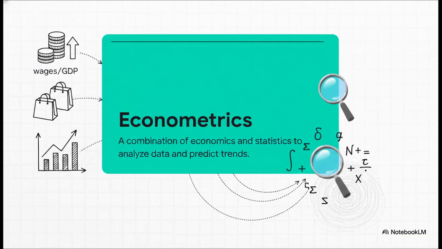So, we've optimized individual choices and single businesses. But how do we analyze the massive, swirling oceans of data generated globally every single second? Enter econometrics. It is this incredibly powerful combination of economics and statistics used to deeply analyze information and predict upcoming trends. Because let's face it, economics depends so heavily on real-world data.